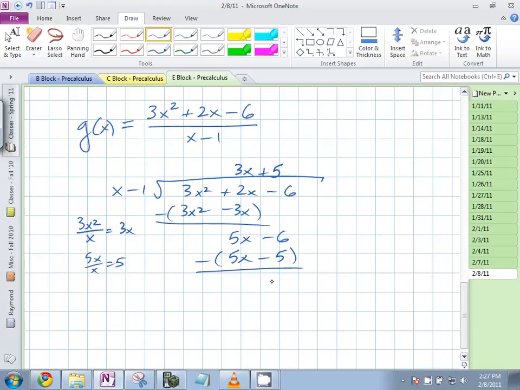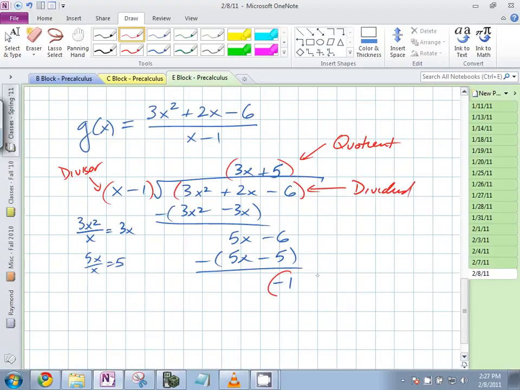What? Negative 1. See, there's 1% of our class gone. And that is the remainder. So yes, what are these called? The 3x plus 5 is called the quotient. The x minus 1 is called the divisor. And this is called the dividend. And the negative 1 is called the remainder. Can you write that now?